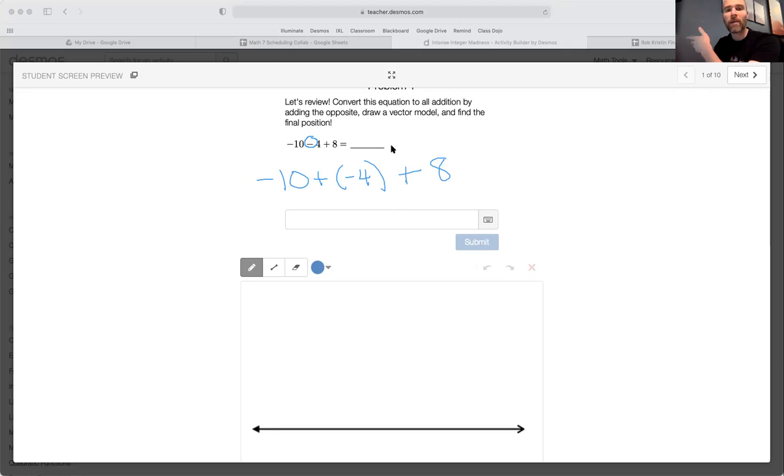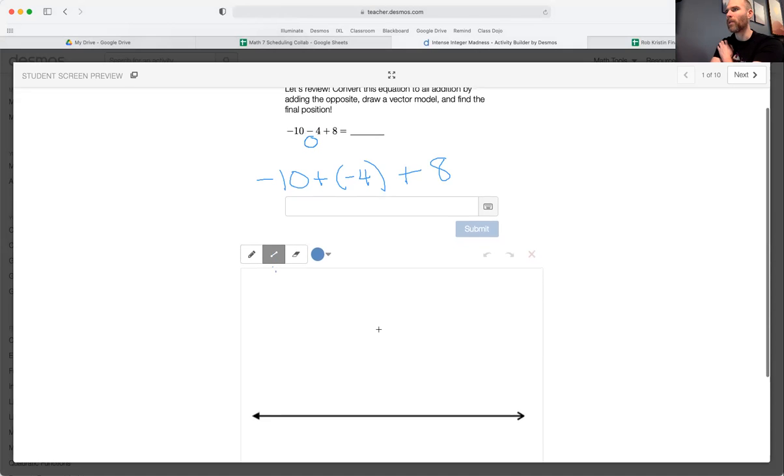And so if we're going to draw a vector model, we always have to convert to addition because you can't really do subtraction in vector models, at least not a way that I can think of to do it. So now we've got our equation all written in addition, so we can draw a vector model here. I'm going to use the Desmos drawing tool here, and maybe I'll scroll up a little bit.